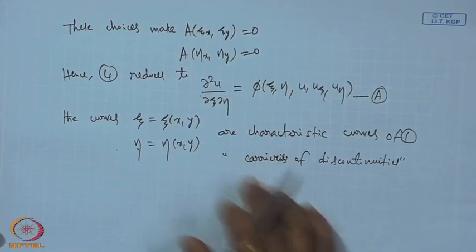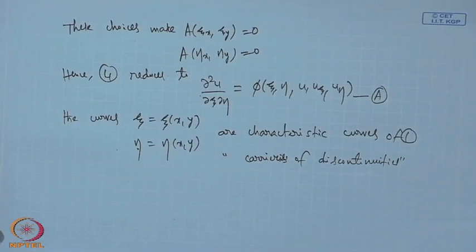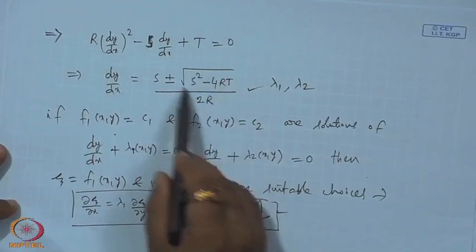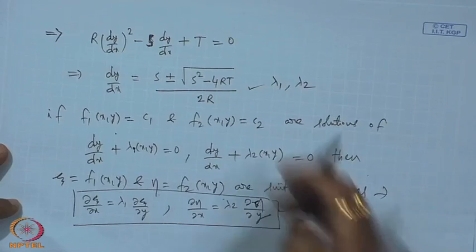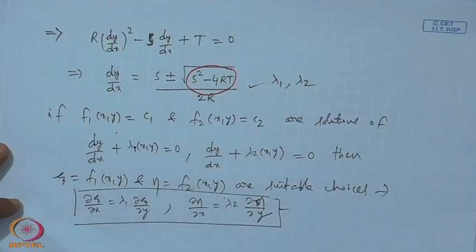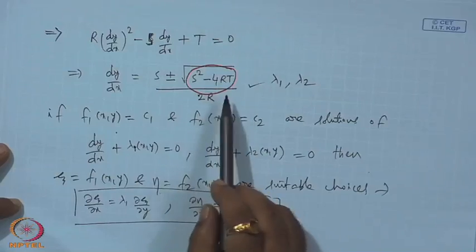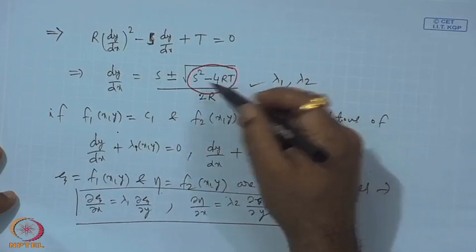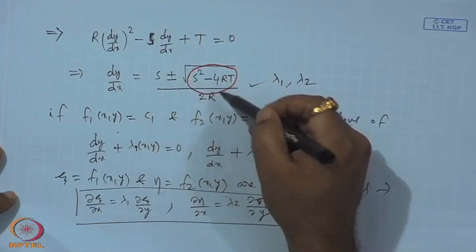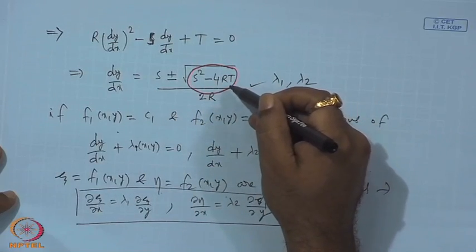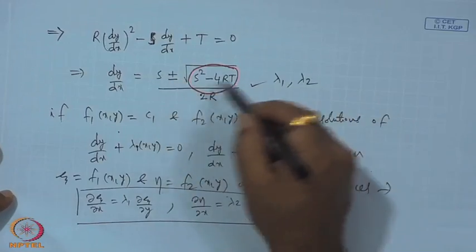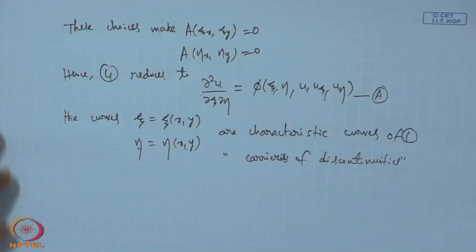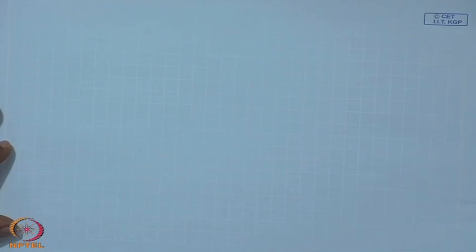Now how many characteristic curves exist depends on this quantity. Various cases can be discussed. If it is positive, then we have 2 distinct ones; if it is 0, then we have only 1; if it is negative, then we have imaginary ones. So we are going to discuss these.